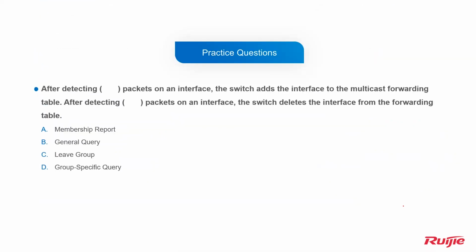Next, after detecting what packets on an interface, the switch adds the interface to the multicast forwarding table. And after detecting what packets on an interface, the switch deletes the information from the forwarding table. I think for the first part, the answer is the membership report, which is a kind of join message. And for the second part, the switch will delete the interface. Delete means don't want to receive anymore. So it will be leave group. So here we choose A and C.